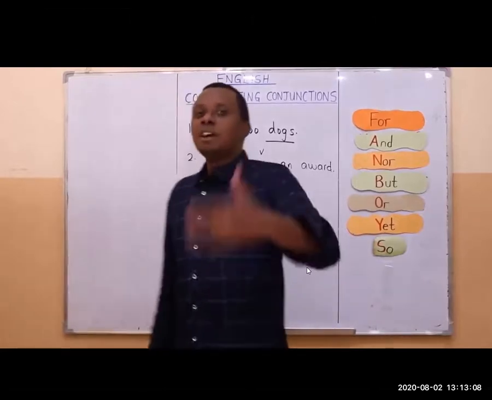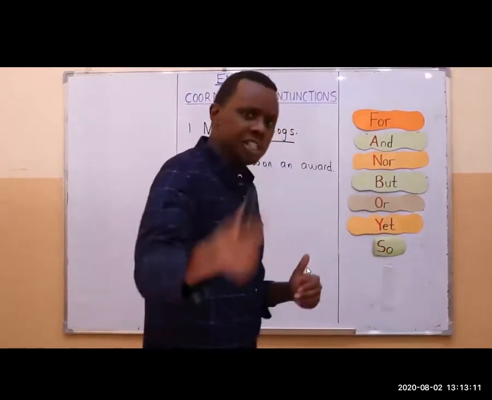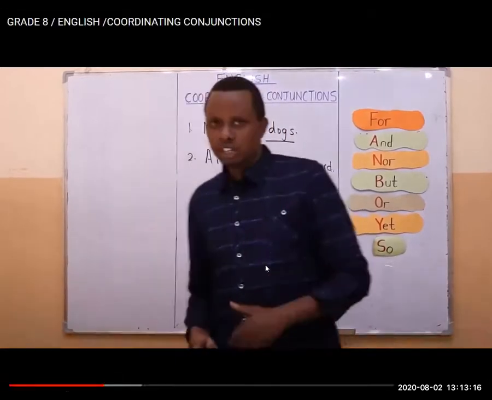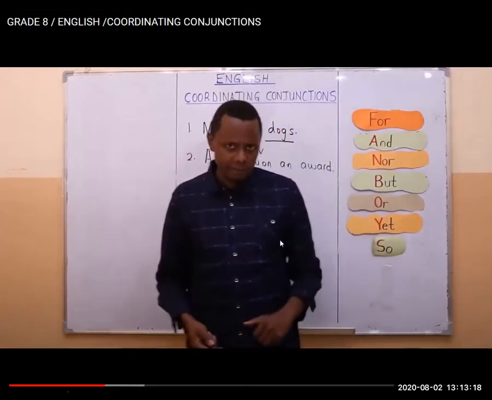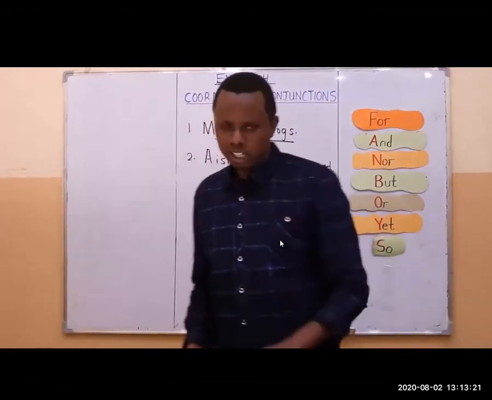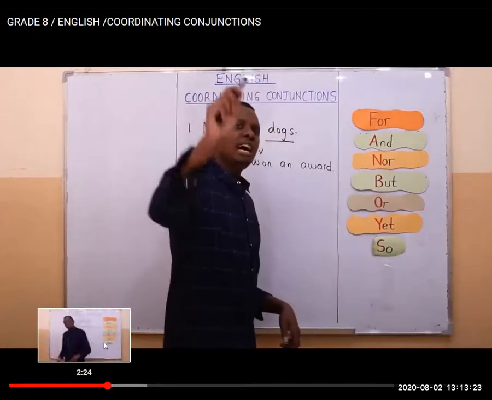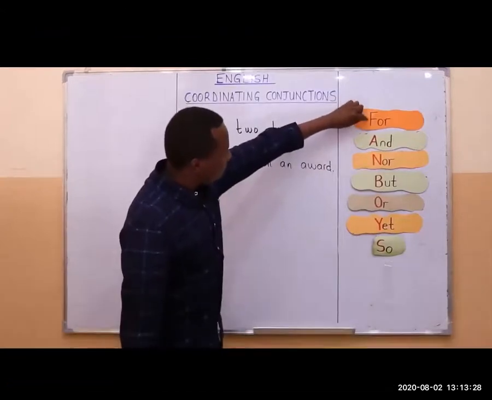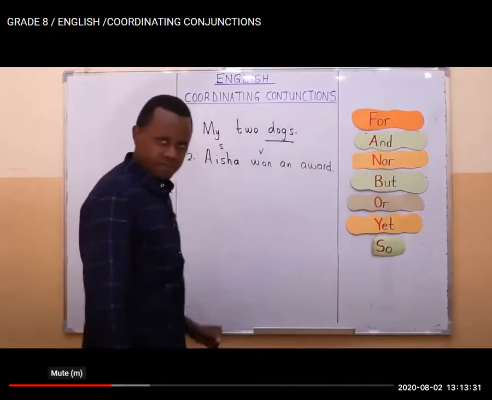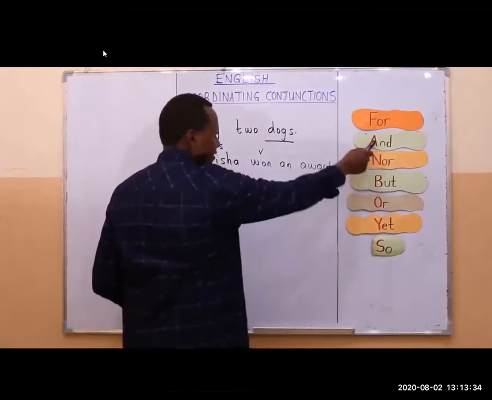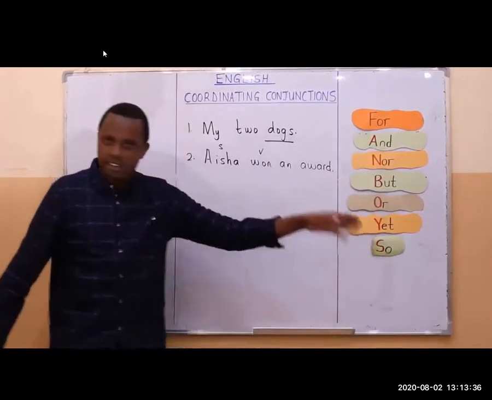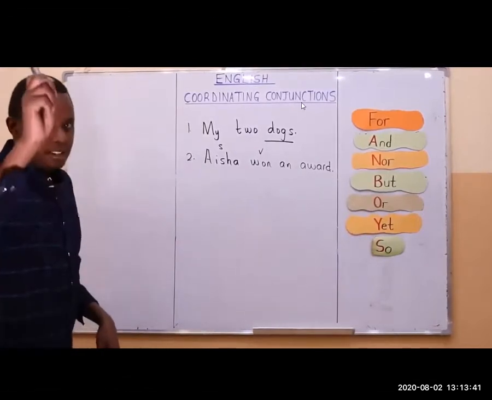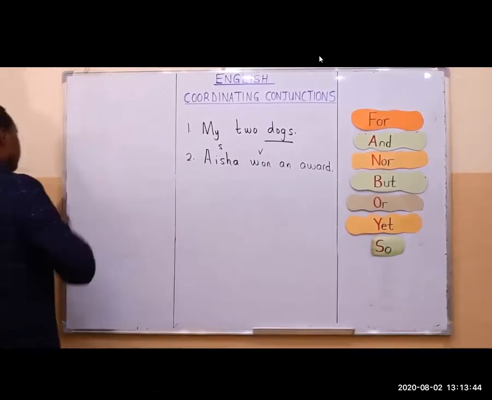So let us now come back to today's topic, which is coordinating conjunctions. Now, when you talk about coordinating conjunctions, probably what you're asking yourself is, what do you mean by this? What are coordinating conjunctions? I have a very interesting acronym right here. Now, I want you to look at the first letter for each of these. There is F, there is A, there is N, there is B, there is O, there is Y, there is S. What does that make? Yes, you guessed it. It makes fanboys.